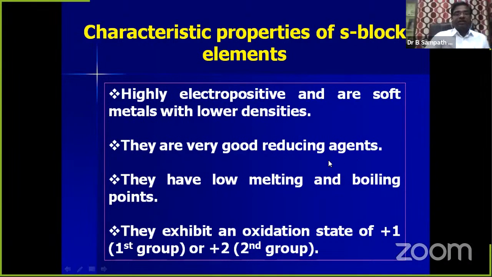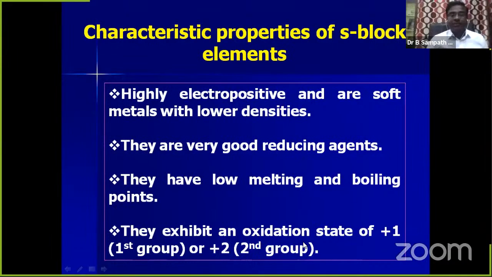So, children, we are not going into detail, but in brief, let us see the characteristic properties. In higher classes, we will know more. So they are very good reducing agents. They have low melting and boiling points. Actually, these s-block elements are generally metals, which should have high melting and boiling points, but these are not like that. These have low melting and boiling points.